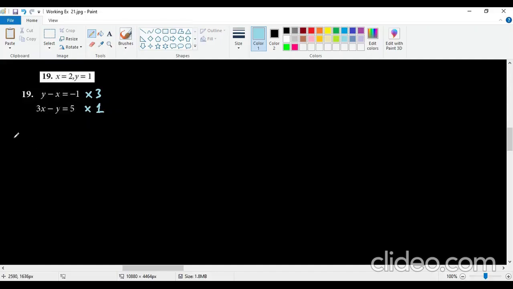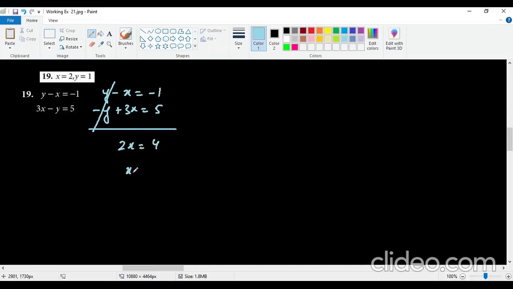So the first equation is going to be 3y, but before that I better rearrange the equation. I will write y minus x equals negative 1, and I will write minus y plus 3x equals 5. I have rearranged the x and y values to make them line up. Here, the value of y is plus and minus, so I will cancel straight away. And plus 3x and minus 3x minus x is going to give us 2x equals 5 minus 1, which is 4. So x will be equal to 4 over 2. That means the value of x is 2.